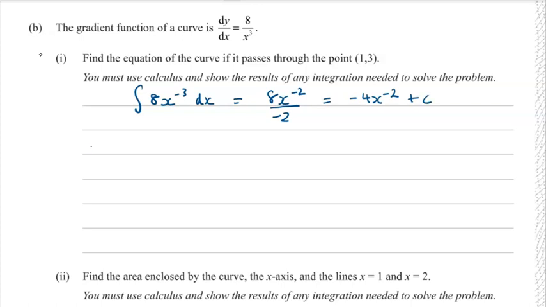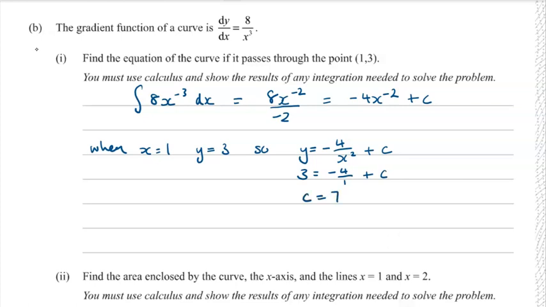Now we know that when x is 1, y is 3. So substitute that in and we get the following. So c must be equal to 7 and y is equal to minus 4 over x squared plus 7.